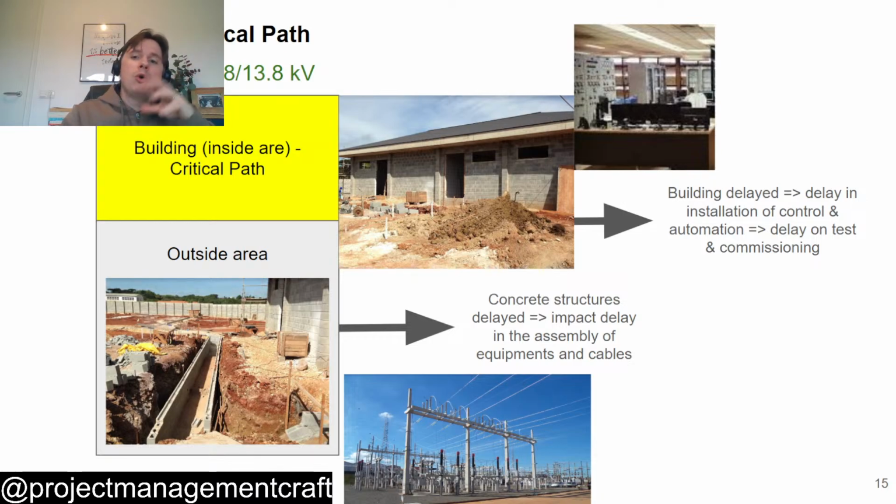But long story short, he did not understand what the critical path is. If he was delaying the building, he would impact the entire project. And he was saying, if we get the concrete structure, I'll push to get these on time. This is not even the critical path. So if everything in the outside area is ready, but the building is delayed, the project is delayed.